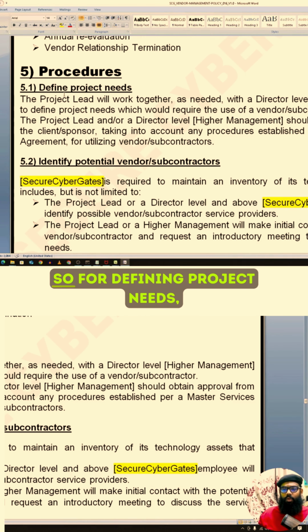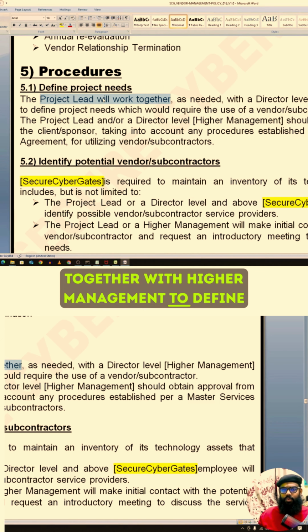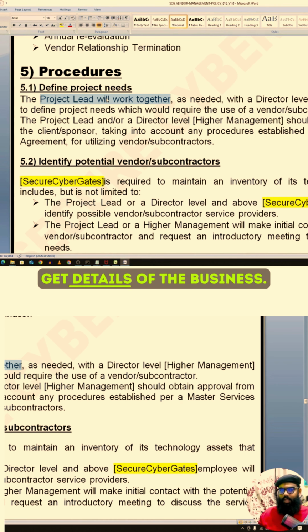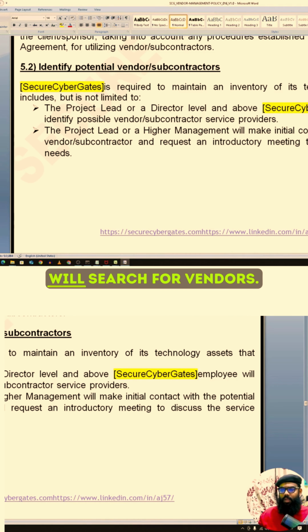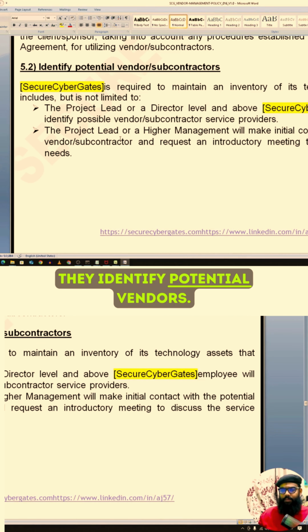For defining project needs, the project lead will work together with higher management to define why we need a vendor and get details of the business. Once we have this, the project lead or some other person in the company will search for vendors. They identify potential vendors.